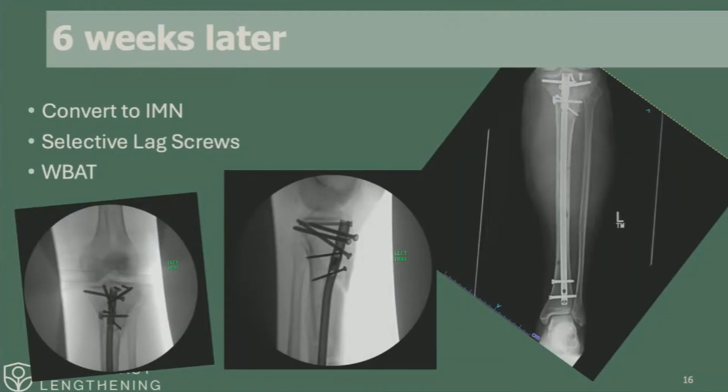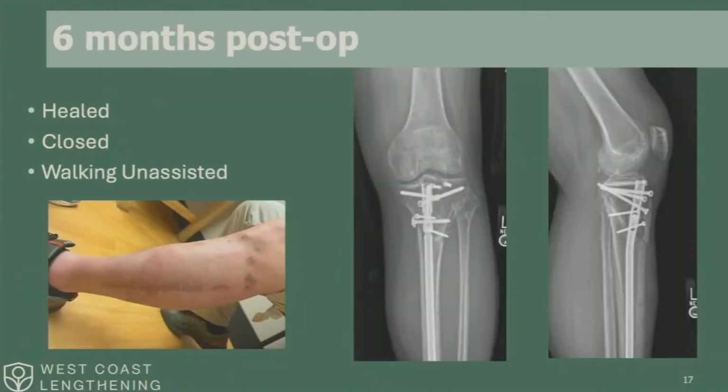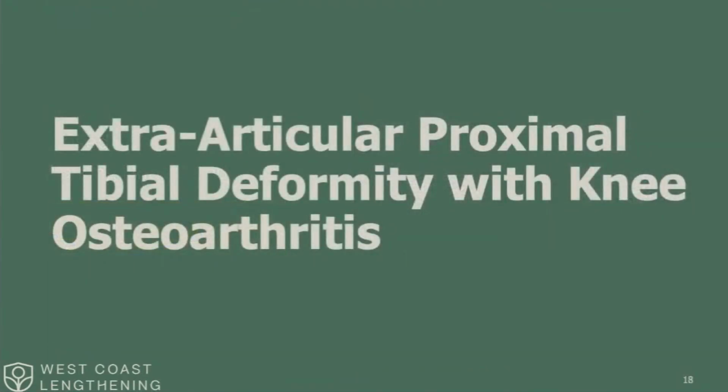And so we put a lag screw across that oblique fracture, and then we were able to do delayed primary closure, so he did not need any skin flaps or skin grafts either. And so here he is 6 months from his initial injury, and he's walking, he's closed, and he's healed. So no pain. So, all right, let's keep upgrading.